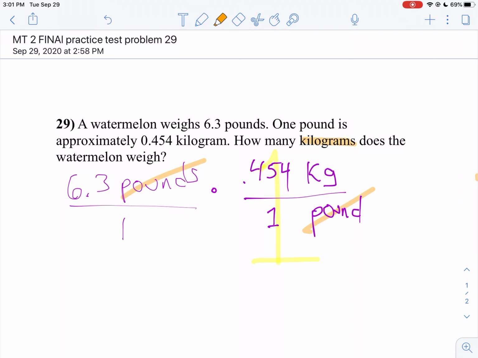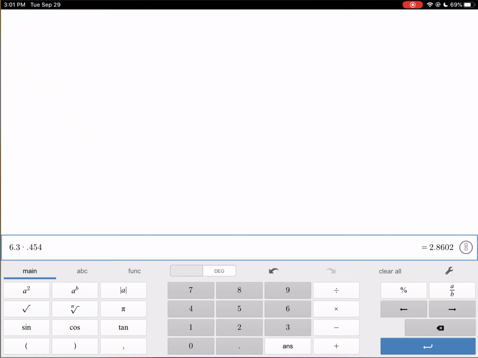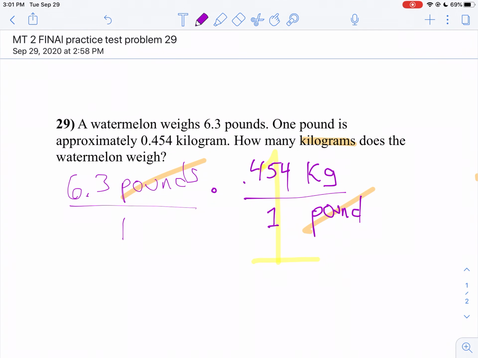But if we look at the directions, it doesn't tell us how far to round. Well, I would not take it much further out than 3 decimal places. So I'd say 2.860, and you include the 0 to show that we're rounding this. And the answer is going to be in kilograms because everything else reduced.